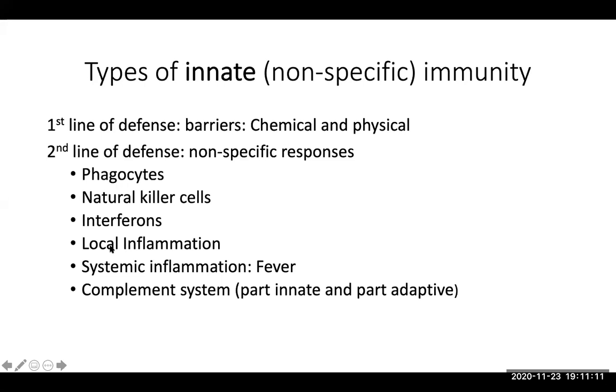Now, if you don't get this under control, or you have a large enough infection, so even if it stays local, if it becomes a big enough problem, you get systemic inflammation as well, which would be a fever. And then lastly, the complement system, which is not strictly innate or adaptive. It's kind of this other system that works with or complements both innate and adaptive. And we'll talk about that last.